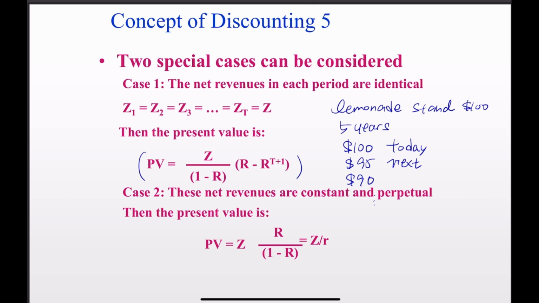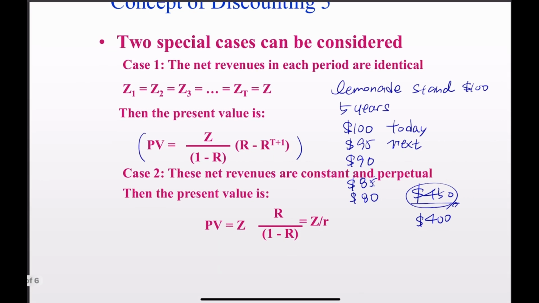Okay, maybe 85, 80. So if we sum all of that, it will be $450. Okay, so let's say someone offers to buy your lemonade stand for $400 today. If you calculate that, the total value of all your future profit is $450. So you know it is better to keep the stand, right? Because of this, that is a very useful formula.